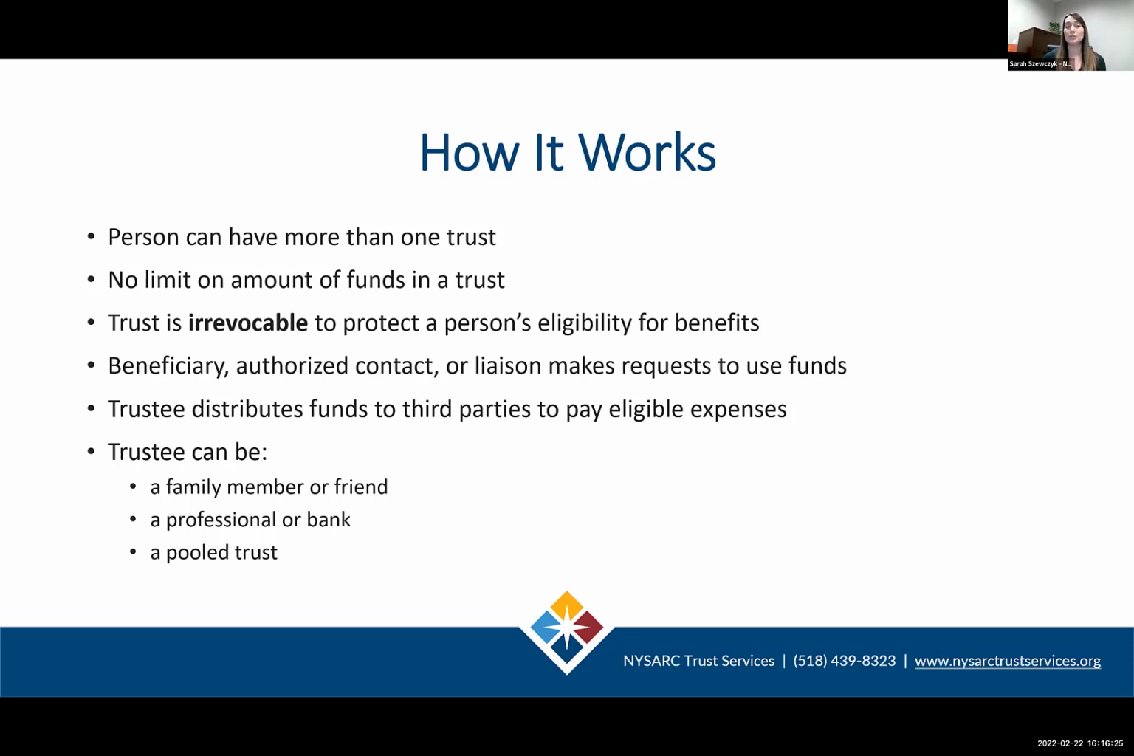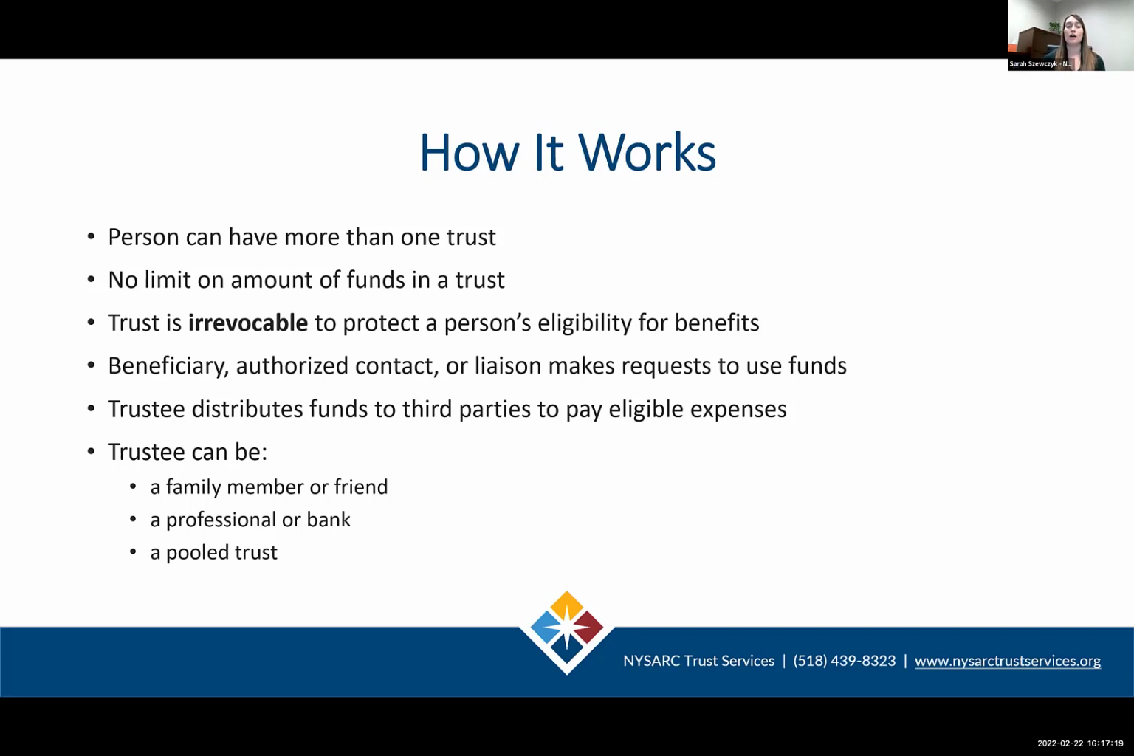The beneficiary, who is the person who is benefiting from the trust, and anyone who they authorize to have access to that account, or perhaps a liaison who may be working with the trustee, can make requests to use the funds in the account. Then a trustee will distribute money to third parties to pay for eligible expenses. And it's very important to distinguish that we only pay third parties, meaning that if you want us to pay for a cable bill, you submit a request to pay the cable bill with a copy of that bill, and we're going to pay the cable company directly rather than giving that money to the individual to pay that bill. That could actually impact their financial eligibility for benefits or be treated as income to that person.